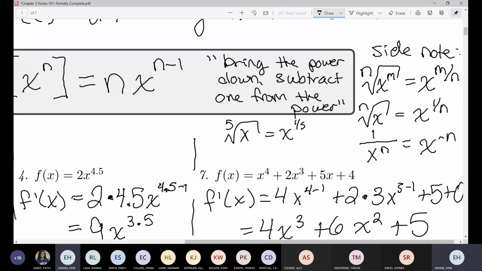That didn't show up. Or not. There it goes. Anyway, so yeah.